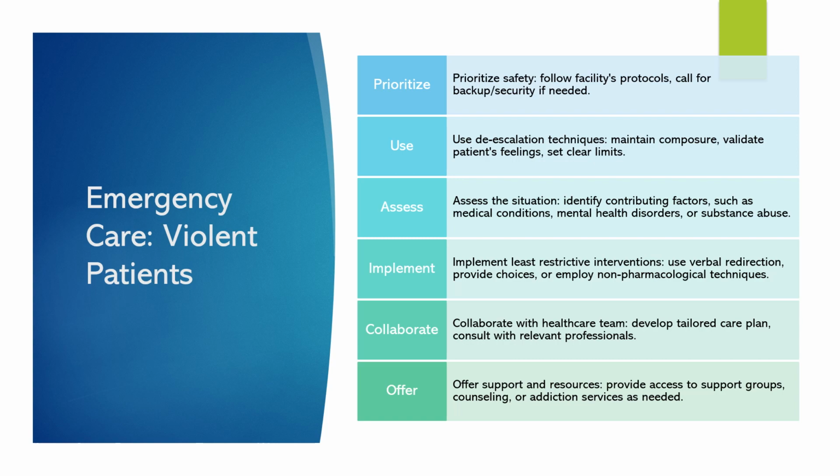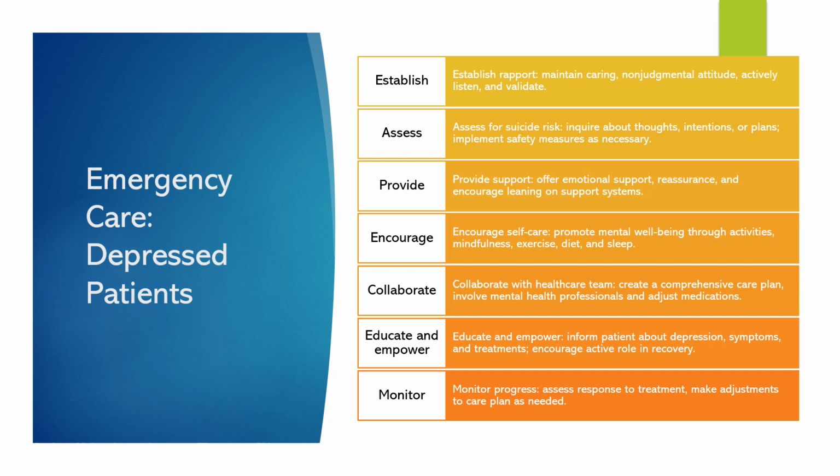Ensure the patient has access to appropriate resources, such as support groups, counseling, or addiction services as needed. Providing access to these resources can aid in the patient's long-term recovery and promote a healthier, more stable lifestyle. By adopting these strategies, we can deliver safe and effective care to violent patients while minimizing the risk of injury to ourselves, our colleagues, and the patient.